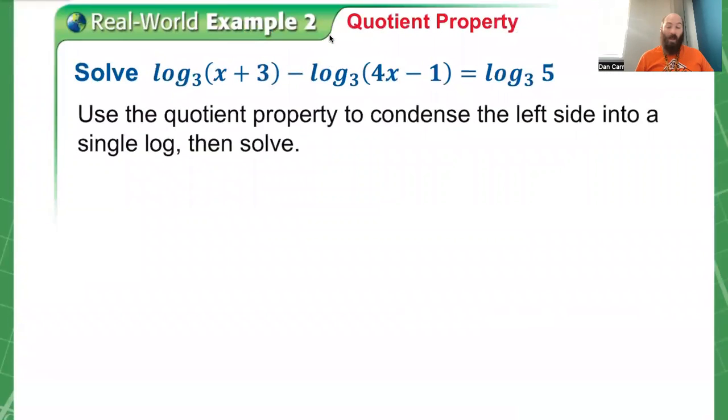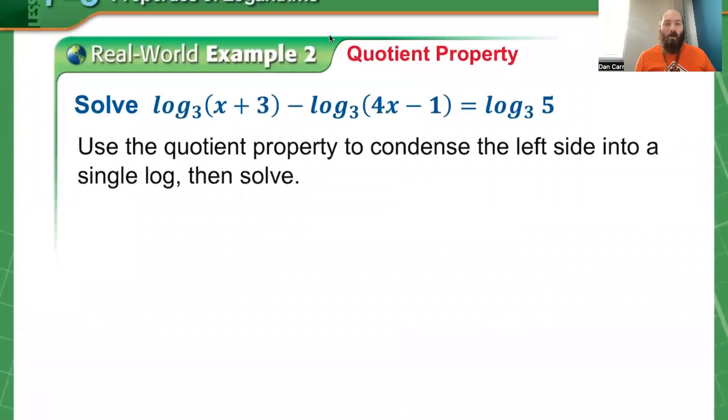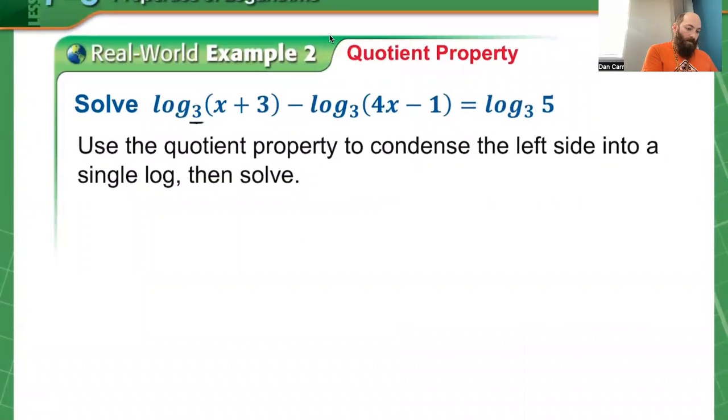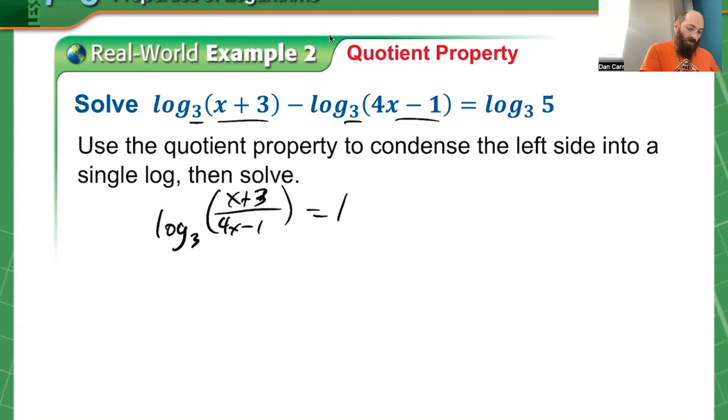Quotient property, same idea. Okay, log base 3 equals log base 3 of 5. So in this case, we are going to condense it, but then we're going to have the same logarithms on both sides. So watch what the condensing looks like. These are going to be division problems. So log base 3 of x plus 3 over 4x minus 1 equals log base 3 of 5.